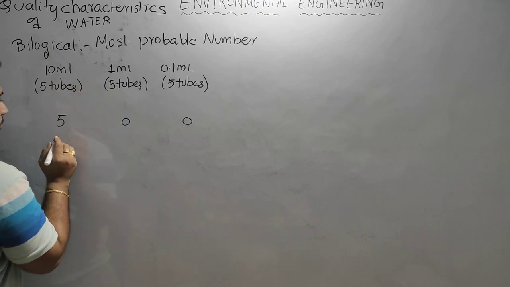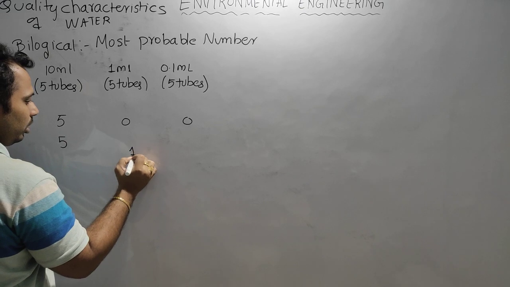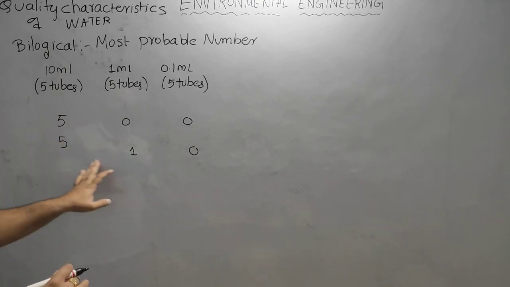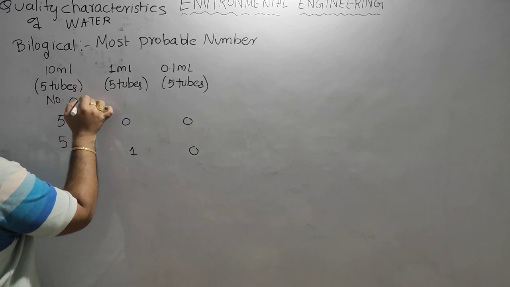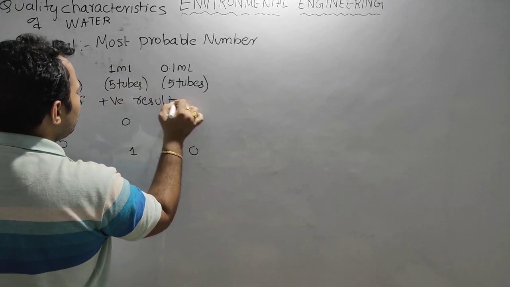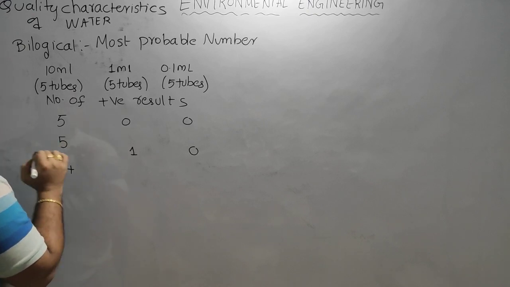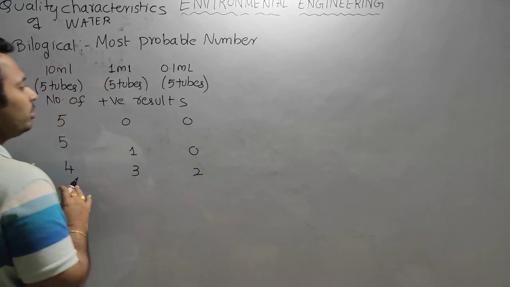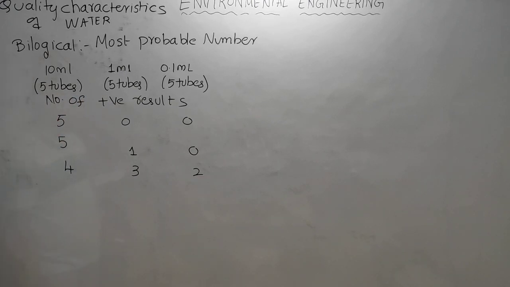Similarly, if it has given 5 positives, 1 positive only, and 0 positives, that is again another combination. These are all numbers of positive results. Similarly, another combination has come: 4 positive results, 3 positive results, 2 positive results. Likewise, we will have different combinations of positives and negatives.